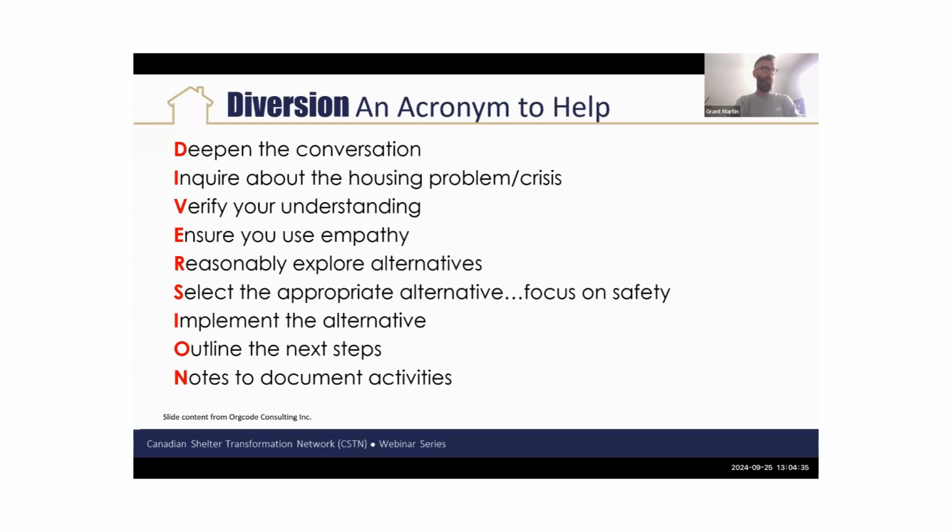And I appreciate you mentioning that piece around the biggest source of diversion opportunity being through our social connections. And I like that you said, let's start with the assumption that they can be housed and work through the options, versus starting with the assumption that they can't. It really shifts the perspective around how individual workers will approach that engagement with each person that shows up seeking shelter.